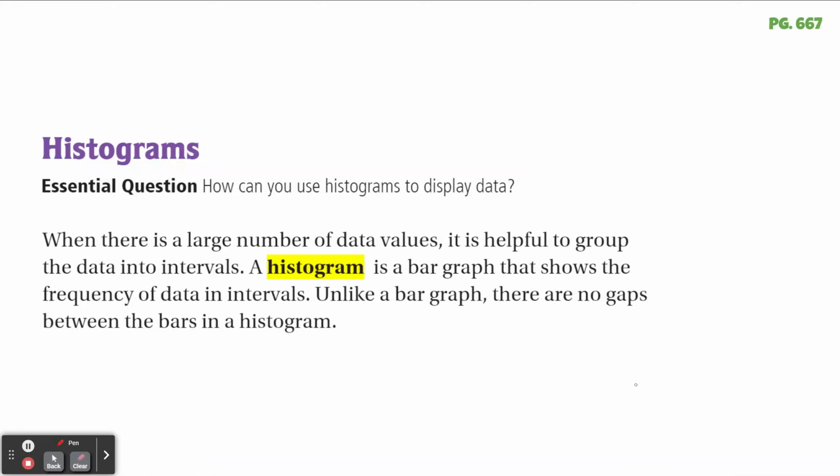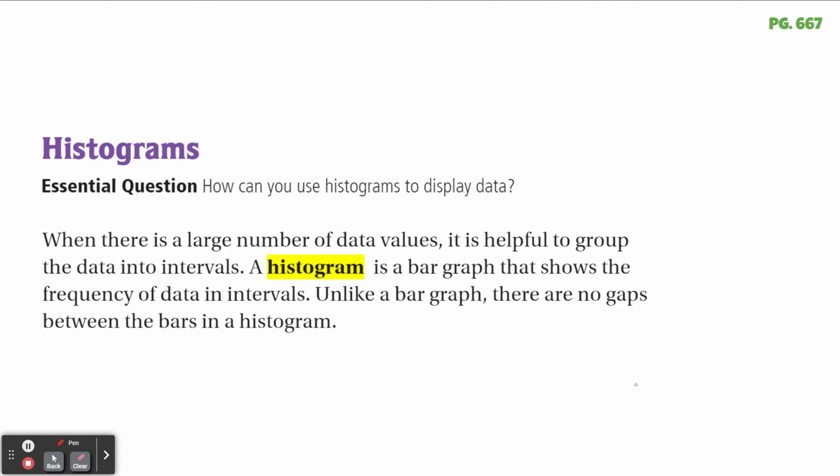Yesterday we looked at two different ways to display data. We looked at a dot plot and we looked at frequency tables. So today we're just continuing looking at how to display data with histograms. When there is a large number of data values, it is helpful to group the data into intervals. We did this yesterday with our frequency tables as well. So we grouped those data points for like 3 to 7, 8 to 10, 11 to 13.